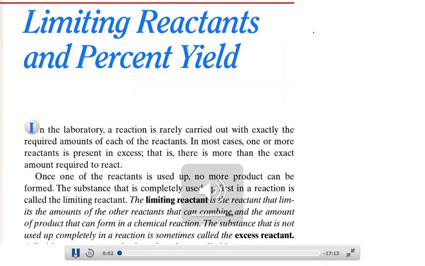So in the last section in Chapter 9, this is 9.3, we're looking at limiting reactants and calculating percent yields. So two words we need to define. Limiting reactant, which is defined right here, says the reactant that limits the amount of the other reactants that can combine and the amount of products that can form.